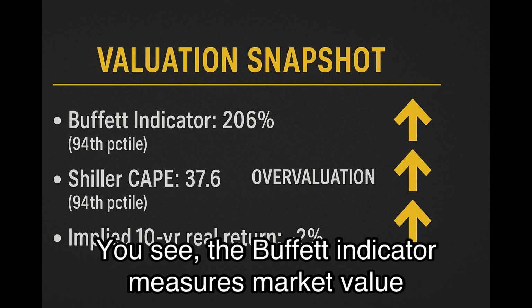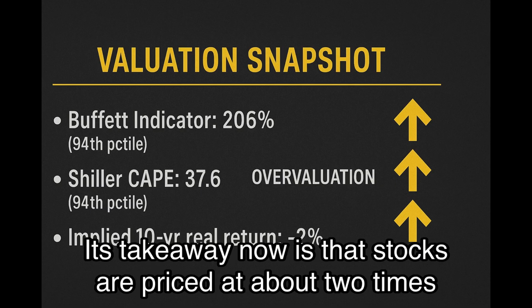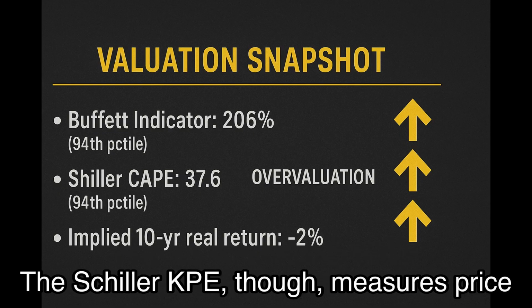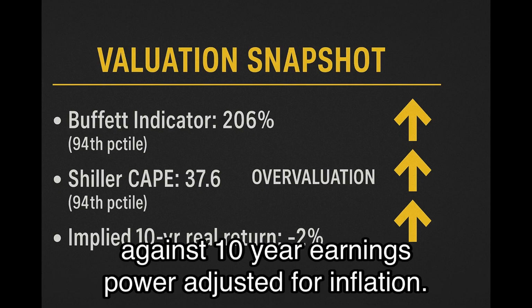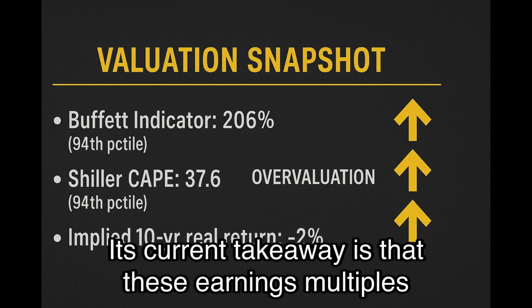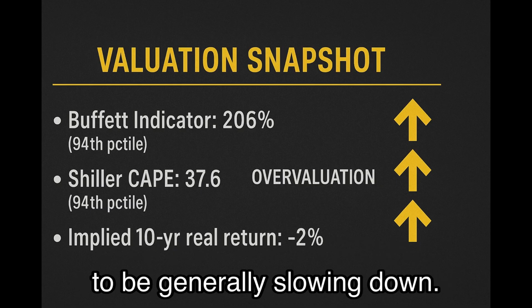Okay. You see, the Buffett indicator measures market value against the size of the economy using nominal GDP. Right. Stocks versus GDP. Its takeaway now is that stocks are priced at about 2 times the size of the economy. A level, as we said, eerily similar to dot-com extremes. The Shiller CAPE, though, measures price against 10-year earnings power, adjusted for inflation. Price versus long-term earnings. Exactly. Its current takeaway is that these earnings multiples are back at late 1990s highs, even though EPS growth seems to be generally slowing down.